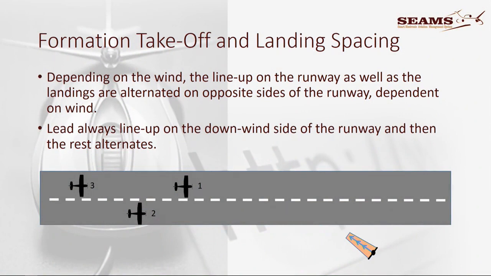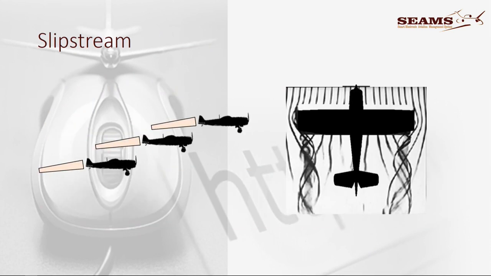I'm just going to clear that there. And then let's say lead always lines up on the downwind side of the runway, and the rest alternate. Okay. No big deal about that. That makes sense. Slipstream. Okay. You know about the slipstream thing. It's not that you don't know what it is. But here I've just got a visual about the slipstream.